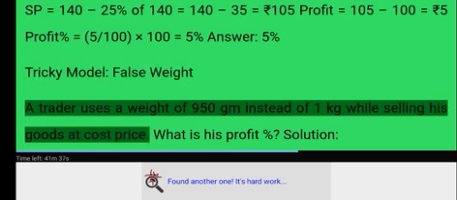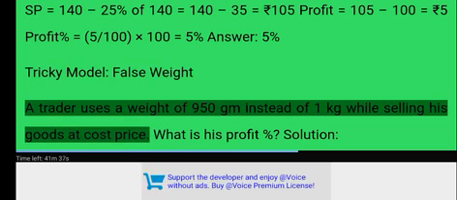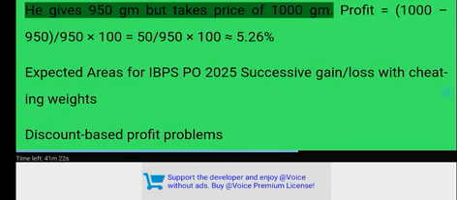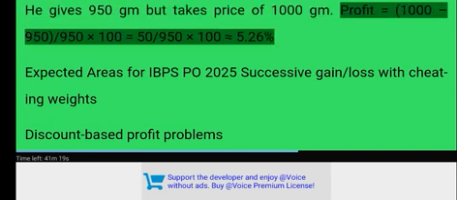A trader uses a weight of 950 gm instead of 1 kilogram while selling his goods at cost price. What is his profit percent? Solution. He gives 950 gm but takes the price of 1000 gm. Profit = (1000 − 950)/950 × 100 = 50/950 × 100, approximately 5.26%.